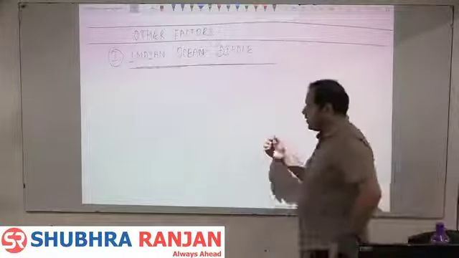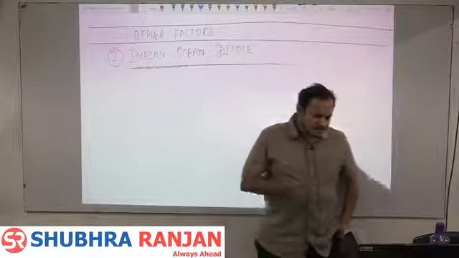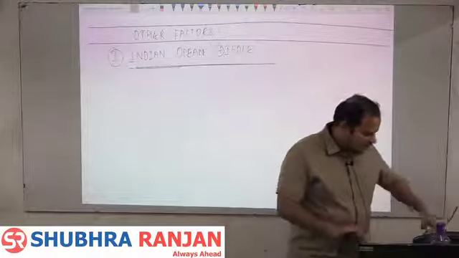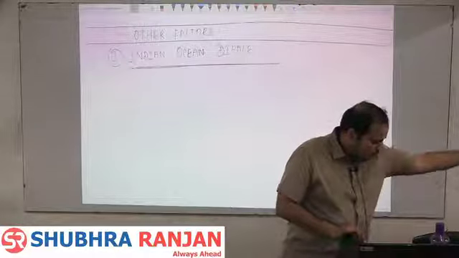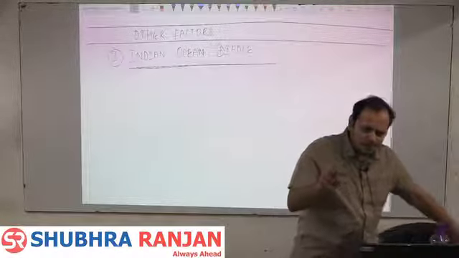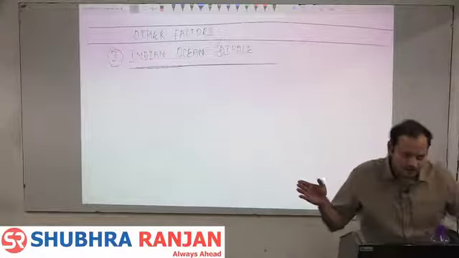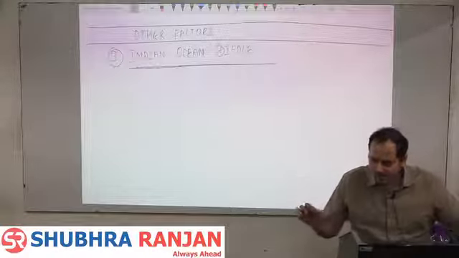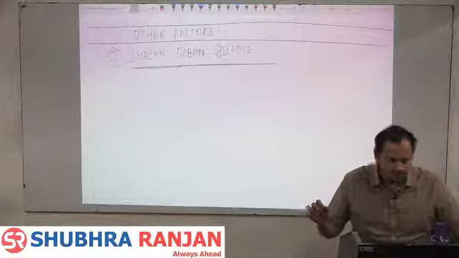So tell me the basics. At least for GS, whatever you remember, if you remember the GS version, you will be able to write it in optional. So what is the Indian Ocean dipole? The temperature difference between the two poles of the Indian Ocean. Related to El Nino, La Nina? No, independent of El Nino, La Nina.